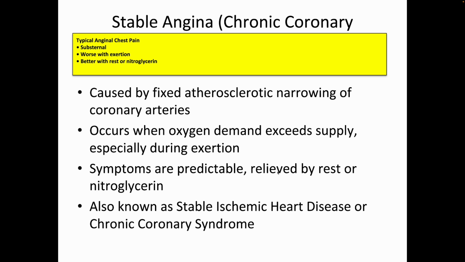Now, stable angina is actually caused by a fixed narrowing of the coronary arteries, and then there's this imbalance between the oxygen need and the supply, which then causes the symptoms. The symptoms are more predictable, and they're relieved by rest and nitroglycerin. And it is also known as chronic coronary syndrome. So this is a synonym for stable angina.